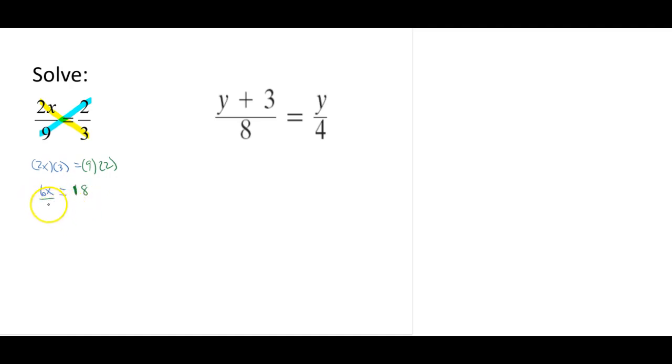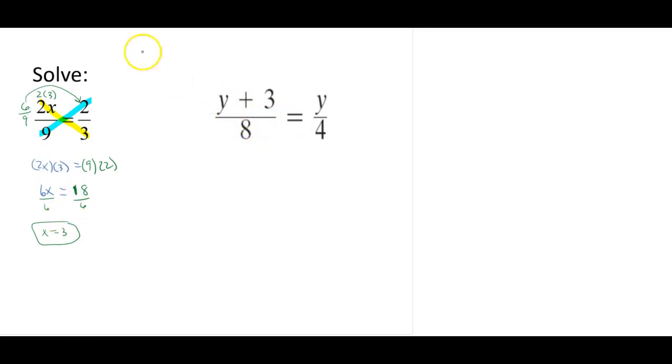Now I just solve for x. Divide by 6. X is equal to 3. And if you think about it, 2 times 3 is 6. Does 6 over 9 reduce to 2 over 3? Yes. Therefore, the value of x that makes these proportional is 3.